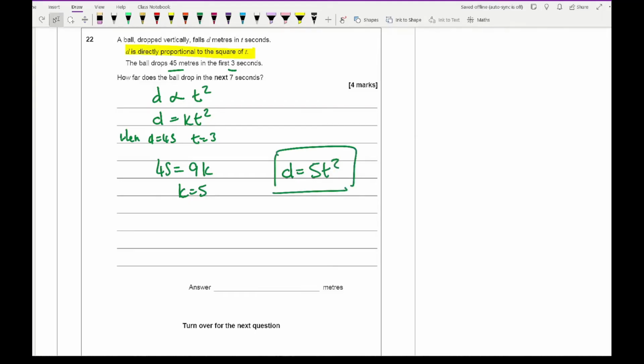Now the question says how far does the ball drop in the next 7 seconds? So what we then need to do is add these two numbers up. So what we're wanting is t equals 10. So d equals 5 times 10 squared, which will give me an answer of 500. Now, to see how far the ball dropped in the next 7 seconds, I then take that away from the first 3 seconds, which was 45, which gives me an answer of 455 meters.